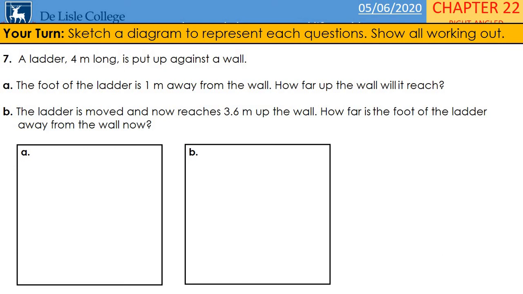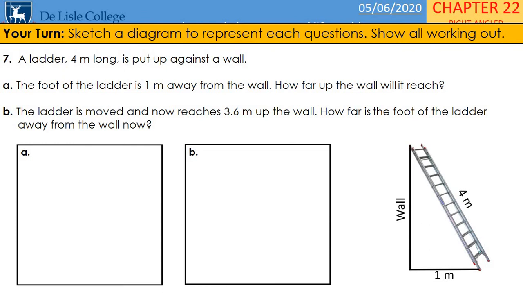Right, good. So let's look at our sketched diagram first. Hopefully you've just done that bit so far. Don't worry if you've gone ahead. So a ladder is 4 meters long. There we go. There's our ladder, 4 meters long. It is put up against a wall. Brilliant. Now you're told here the foot of the ladder is 1 meter away from the wall.